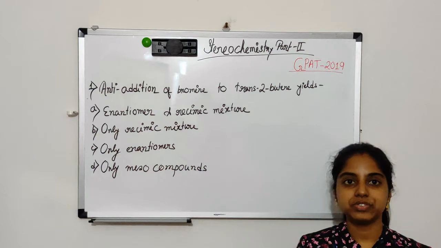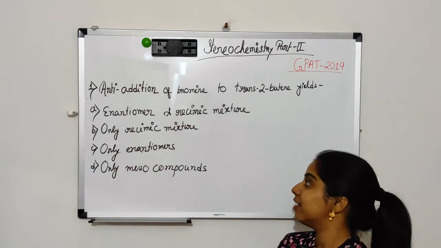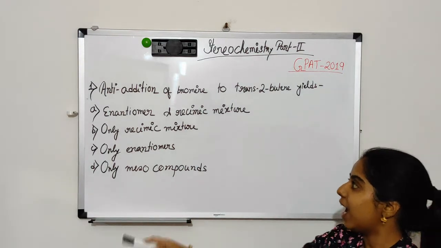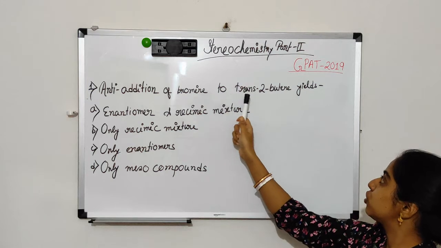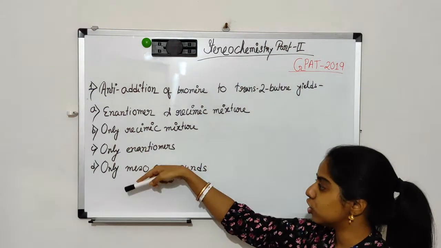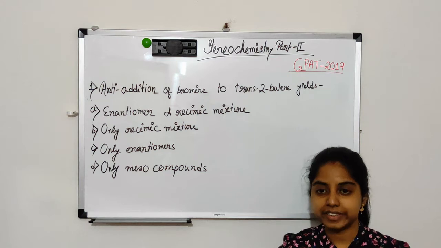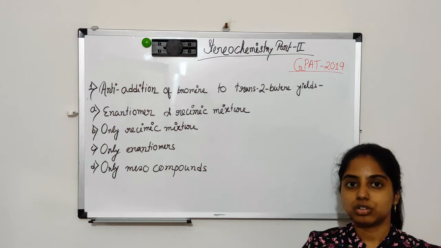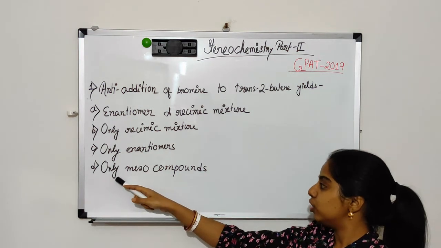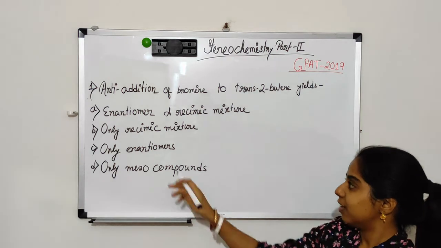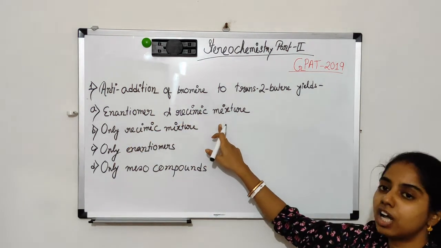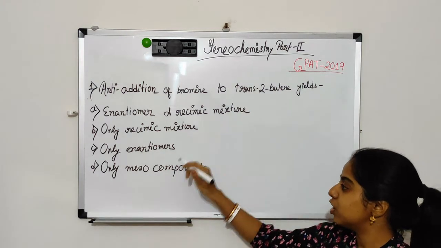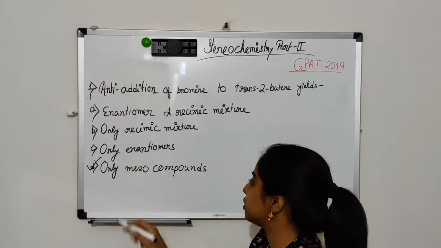Now coming to the previous year question papers. This related question came in 2019: anti-addition of bromine to trans-2-butene yields which of the following? We already studied in detail the anti-addition reaction of bromine with trans-2-butene. So the right answer here is only the meso compound, right? Because an enantiomer and racemic mixture are formed in the case of cis-2-butene, so this is not possible. The right answer here is only the meso compound.